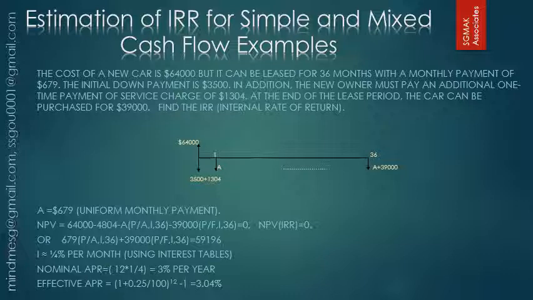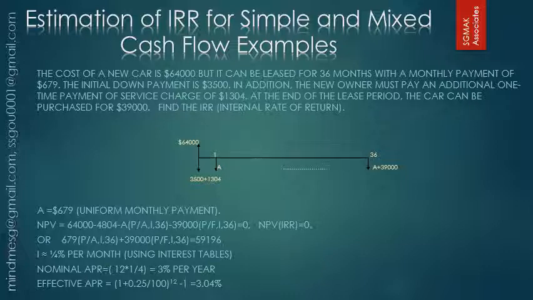This is related to leasing a car and then later on buying it after the planned period. So here's the problem statement. The cost of a new car is $64,000, but it can be leased for 36 months with a monthly payment of $679.